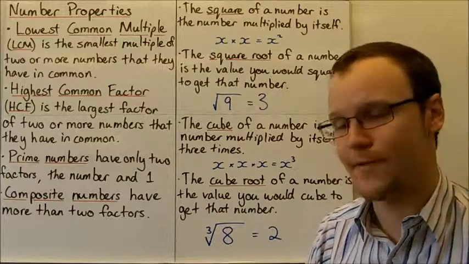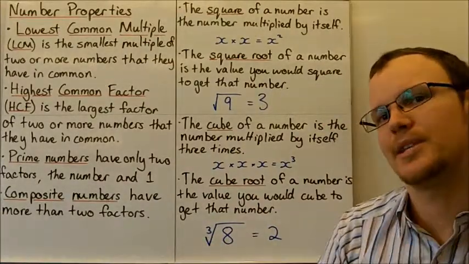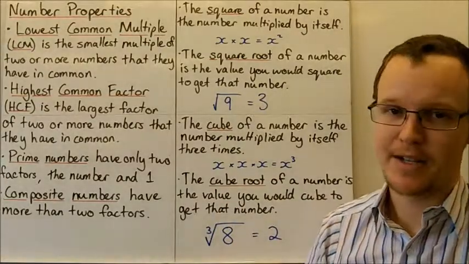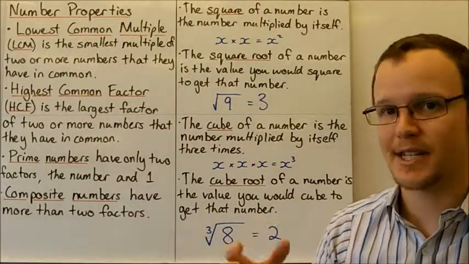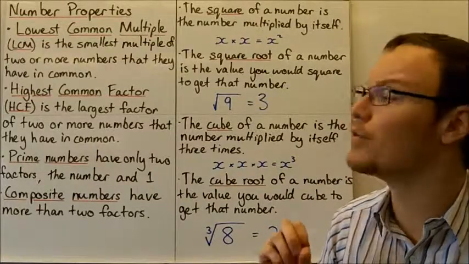If we have a look at factors now, the factors of a number are all of the numbers that can be multiplied by some other number to get that number. So if we have a look at the factors of 12, we've got 1 and 12, 2 and 6, and 3 and 4. They're all factors of 12.